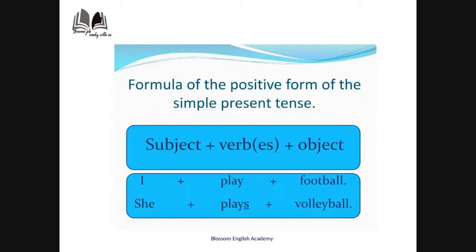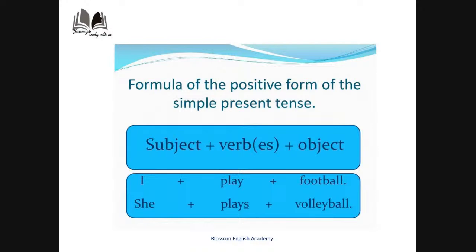So the formula of simple present tense is quite easy. You will have a subject who is the doer of the action. You will have a verb, the action itself, and to complete the sentence or to add additional information about the action, you have your object. For example, I play football, right?